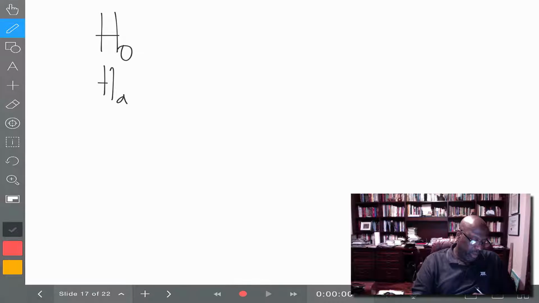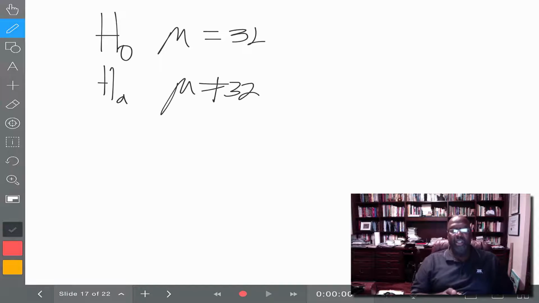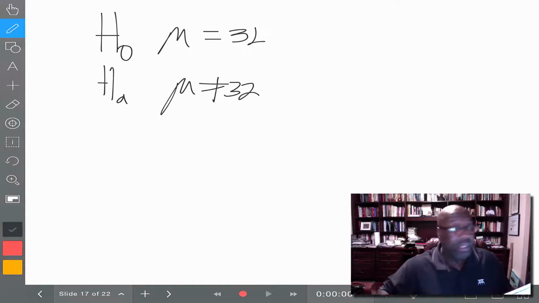So the idea is that the average fill rate is supposed to be 32. If we want to find out whether or not we should shut down, we need to show that the mean is not equal to 32. So the mean is not equal to 32 would be our research hypothesis versus the mean is equal to 32. So essentially what you'll be stating as your research hypothesis is, no, the mean is not 32.